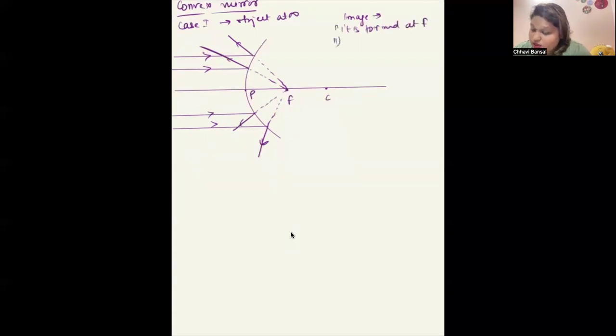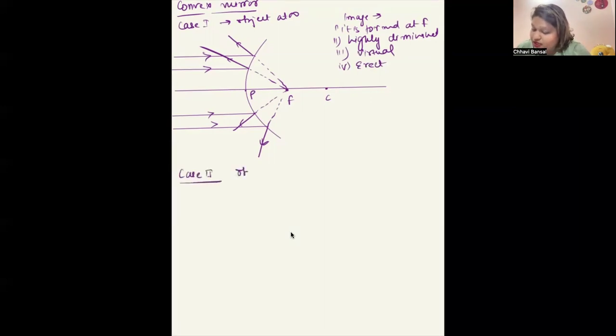Second, how is it? It is highly diminished. Is it real? No, it is a virtual image. Why? Because it appears to meet, but it is not meeting. And if you see, if it has any small height, it will be an erect image. Okay, this is the first case of convex mirror. Case 2.